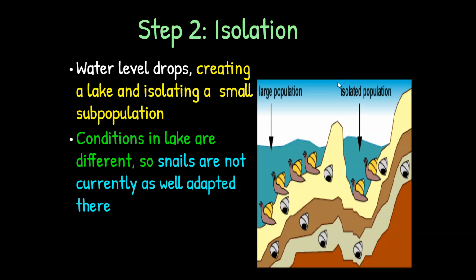And then what happens is something happens within that ecosystem or whatever to isolate a part of that population. So in this case, you can see that this population was isolated from the rest of the pond because the water levels dropped. So the conditions in the lake are different. So snails are not currently as well adapted there. So these guys. All right.